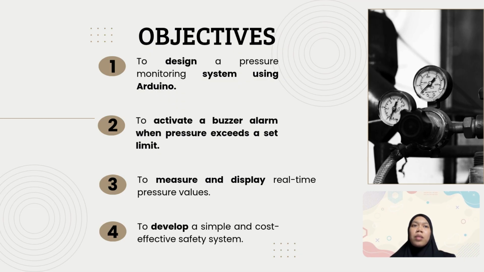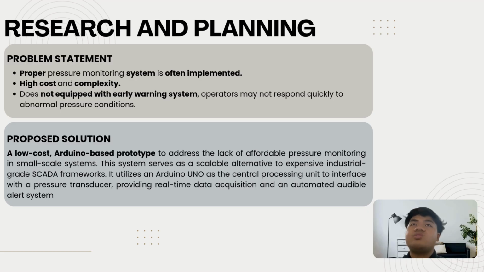Third, the system must provide immediate visibility. We designed it to measure and display real-time pressure values continuously so operators can see shifts as they happen. And finally, our overarching objective was to prove that the industrial-grade concept can be modeled accessibly. We set out to develop a simple and cost-effective safety system that mirrors real-world safety logic without the extreme cost of commercial infrastructure.